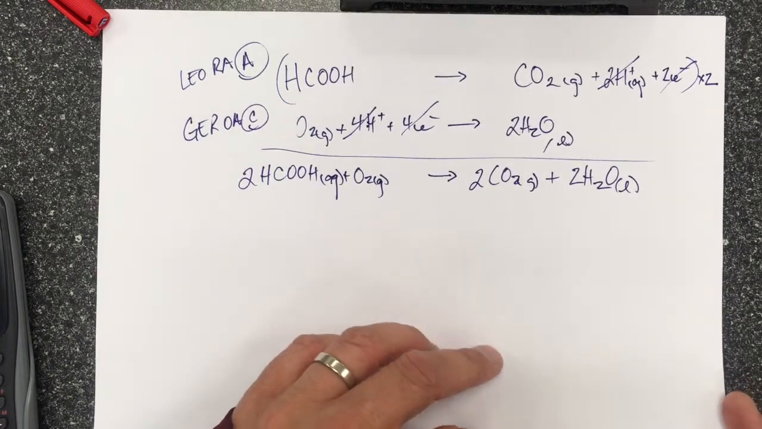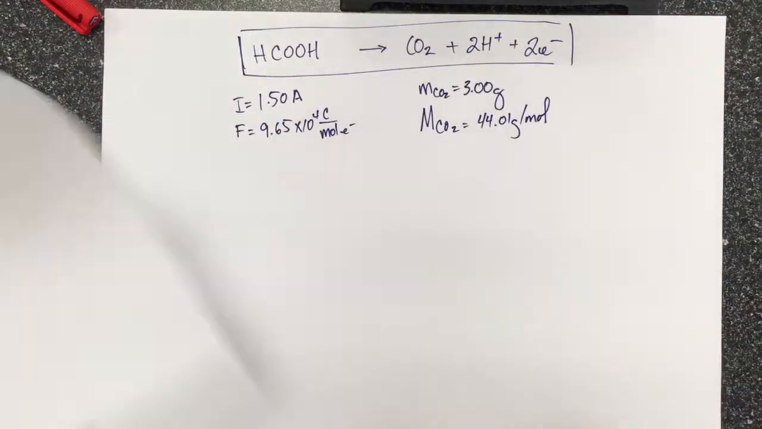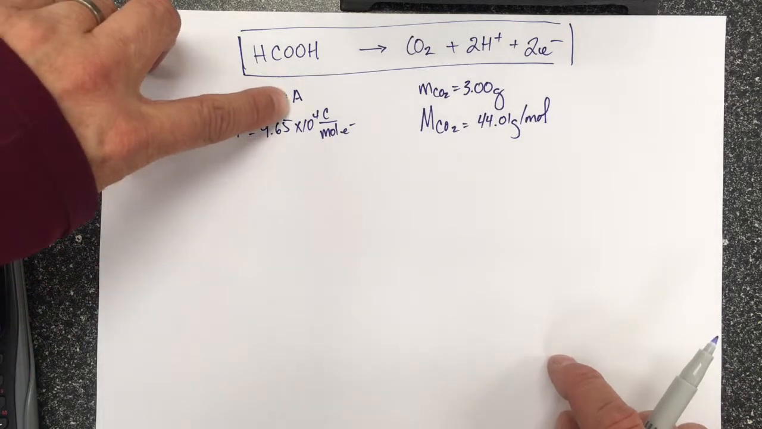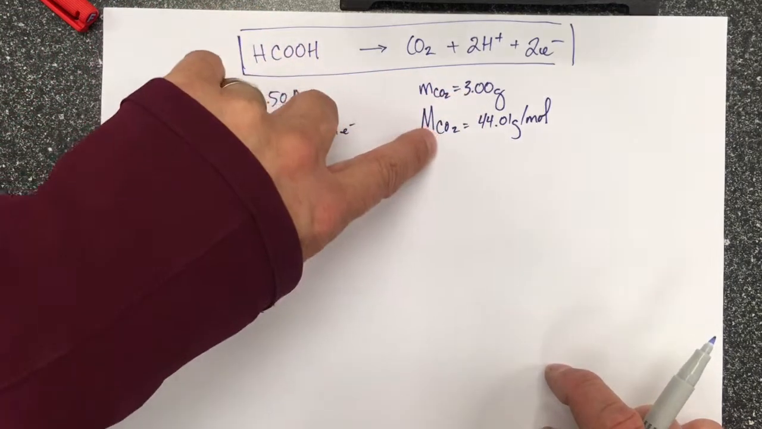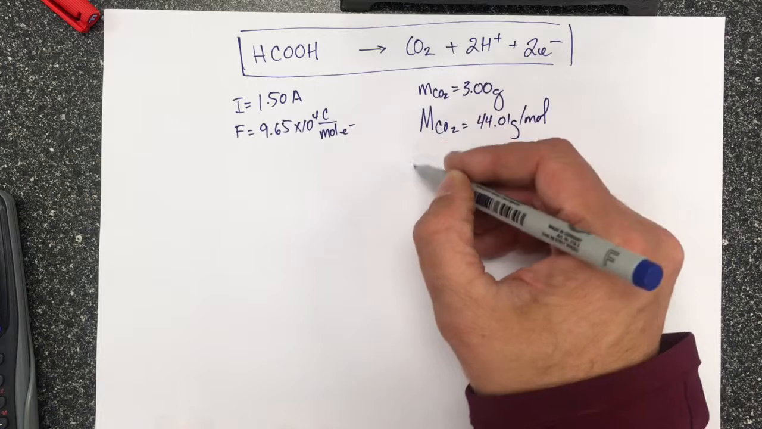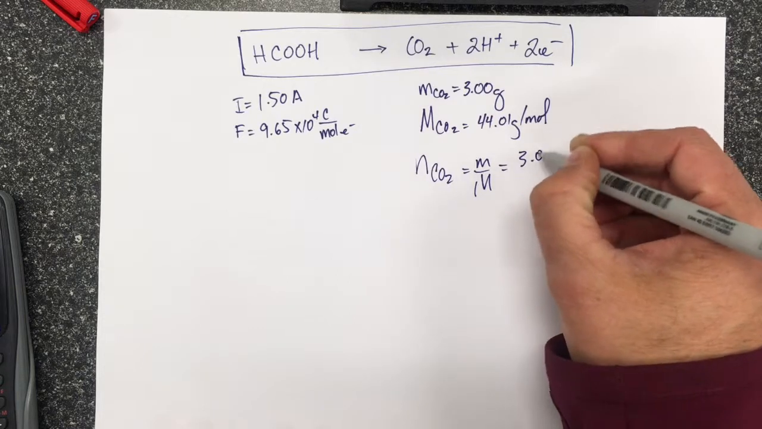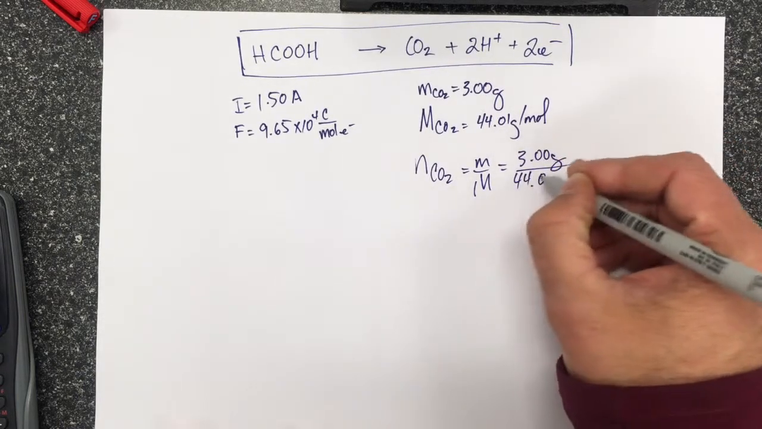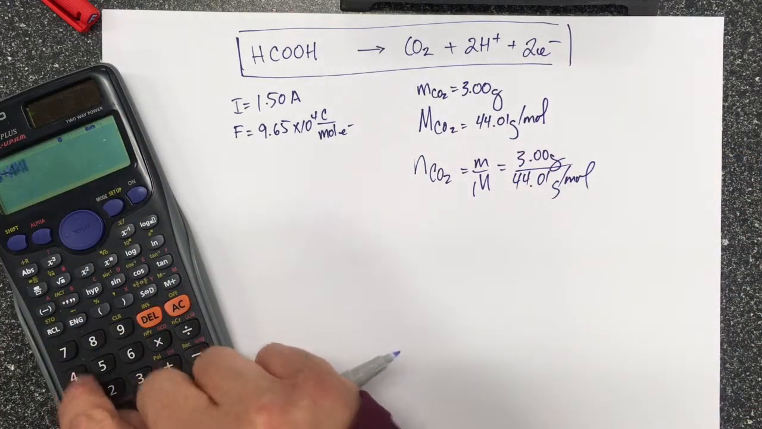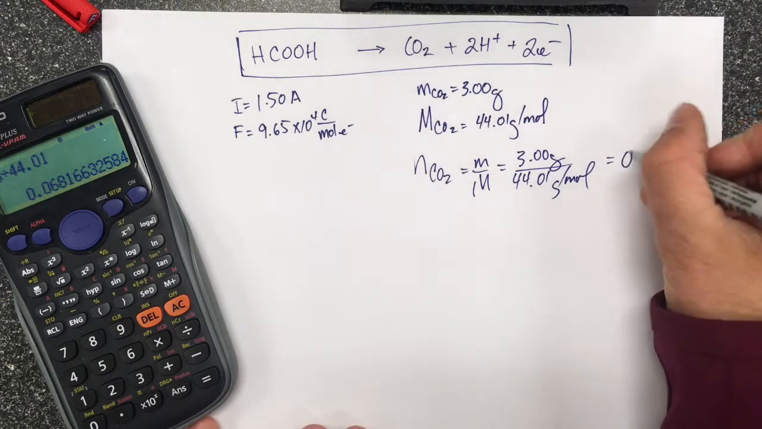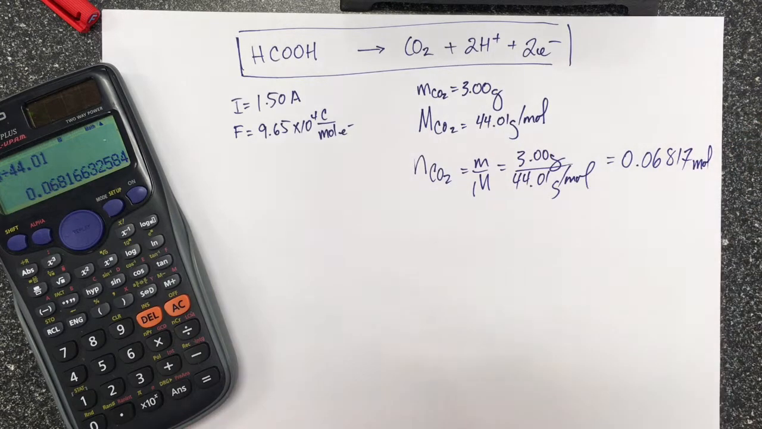So this is a cell stoichiometry question, and I've organized that information on this sheet. So I've got 1.50 amps of current, Faraday's constant, and this is in your data booklet. I have the mass of carbon dioxide and the molar mass of carbon dioxide. From this, I can get the number of moles of carbon dioxide equals the mass over the molar mass. So it's 3.00 gram divided by 44.01 gram per mole. And that's going to give me the number of moles of carbon dioxide. So this is 0.06817 mole of carbon dioxide.